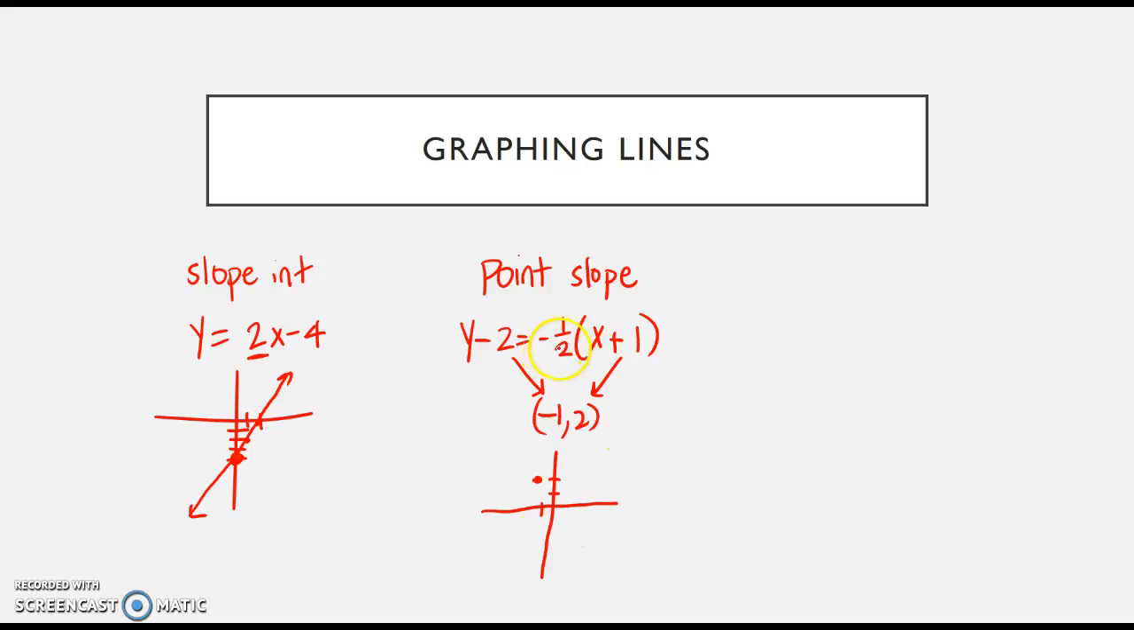And then I'm going to use my slope from that point. So my slope is -1/2. That means I go down 1, right 2. And I can do that as many times as I need. And there's my crooked line.